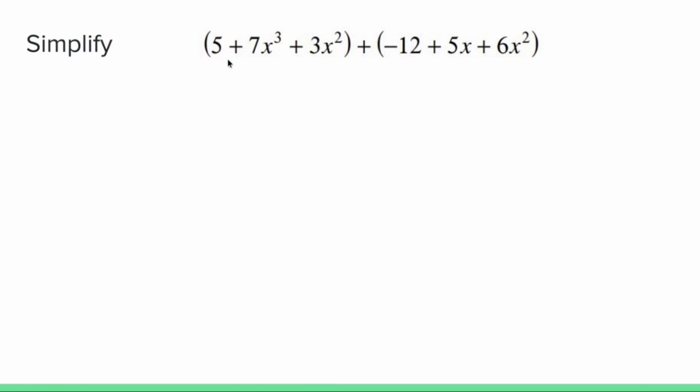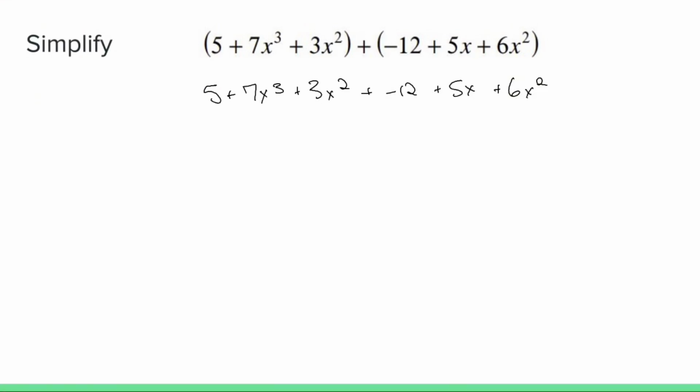Simplify: (5 + 7x³ + 3x²) + (−12 + 5x + 6x²). When there's nothing in front of a parentheses, or just a plus sign in front of parentheses, you don't need them. Get rid of them. 5 + 7x³ + 3x² + (−12) + 5x + 6x².